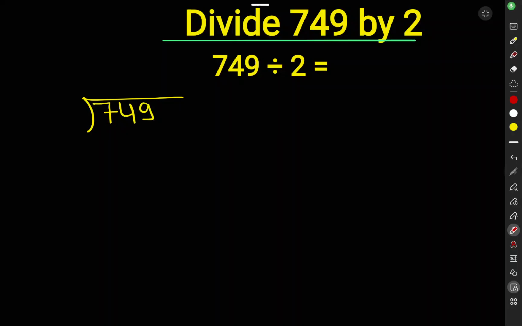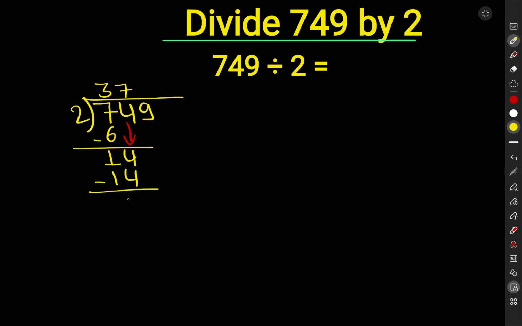We divide 749 by 2 in the long division method. So 2 times 3 is 6. On subtracting we get 1. So now we put down this 4 and 2 times 7 means 14.